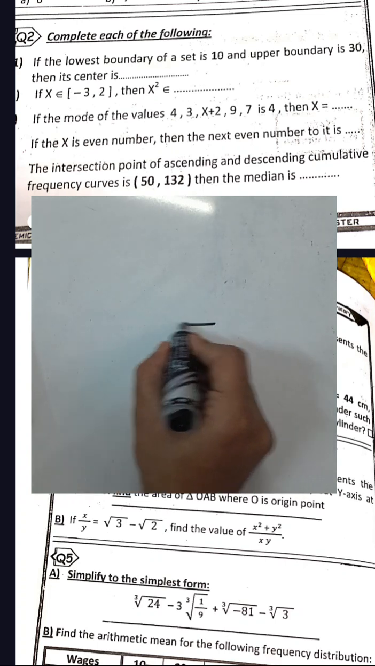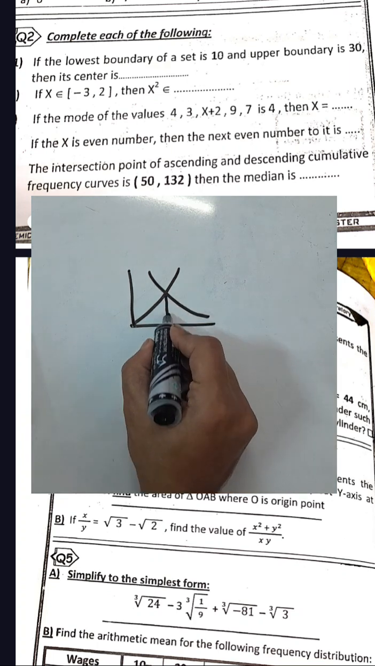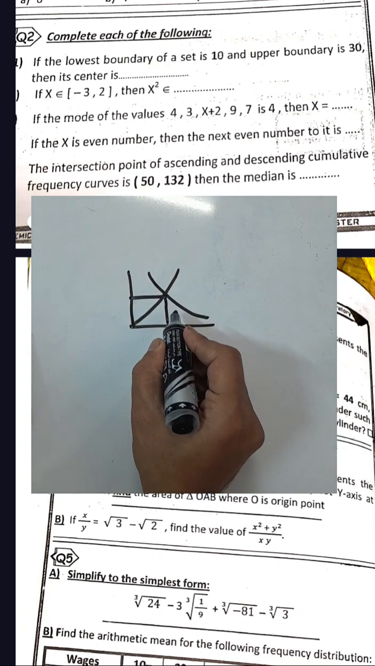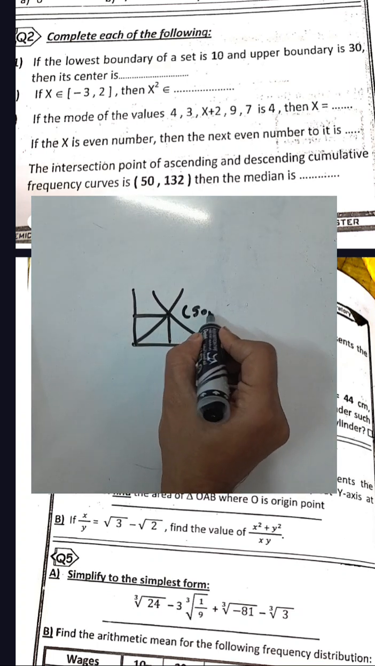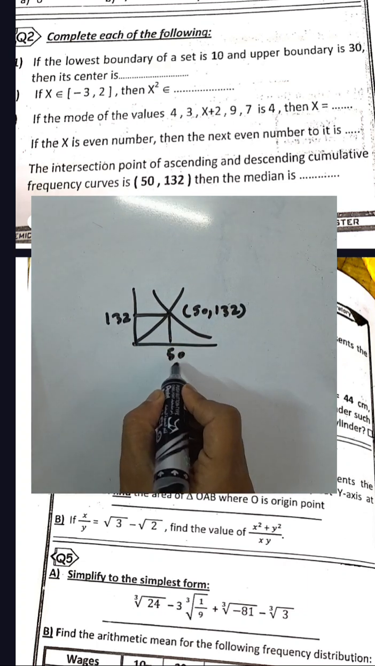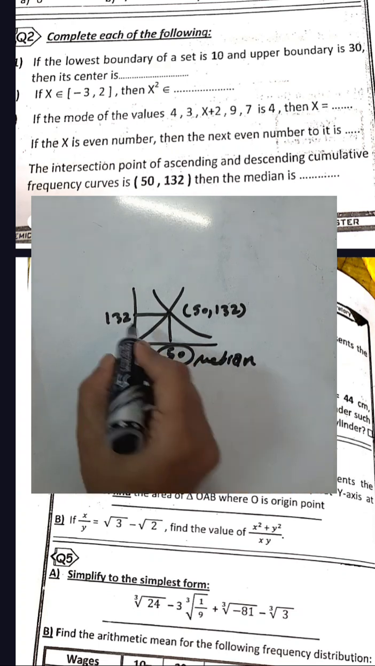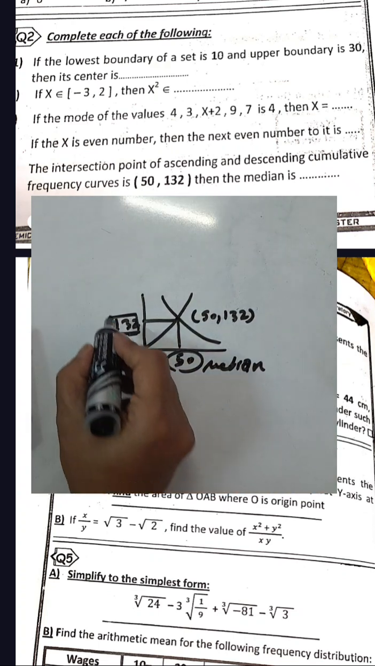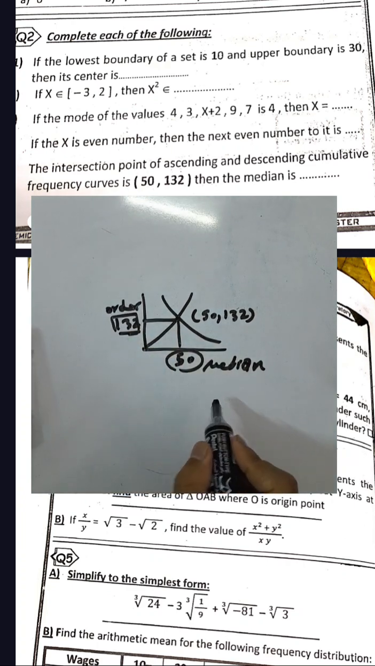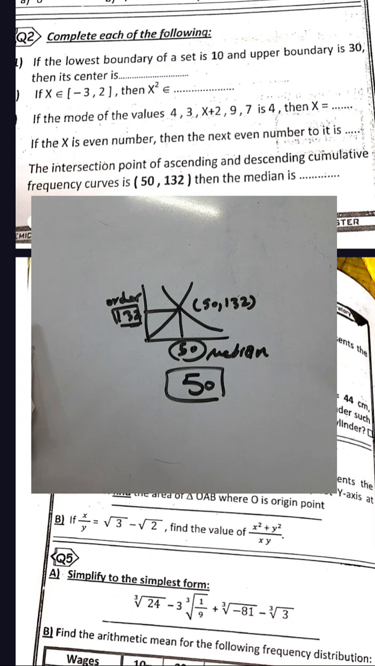Next question: the intersection point of the ascending and descending cumulative frequency curves is 50 and 132, then the median will be what? We have the first curve and the second curve, and this point of intersection is 50 and 132. We call 50 the median, but 132 we call the order of the median. He wants to find the median, then the median will be 50.